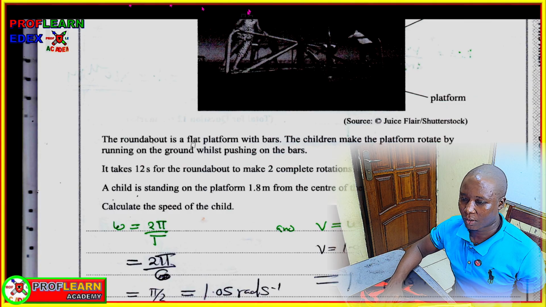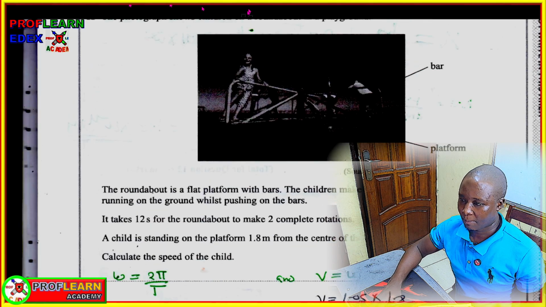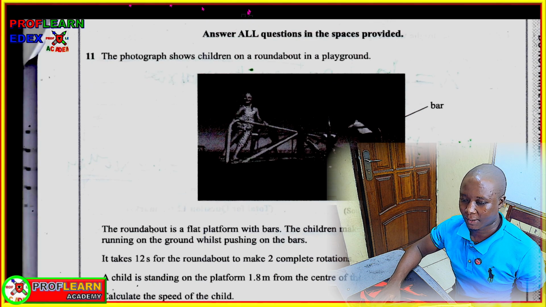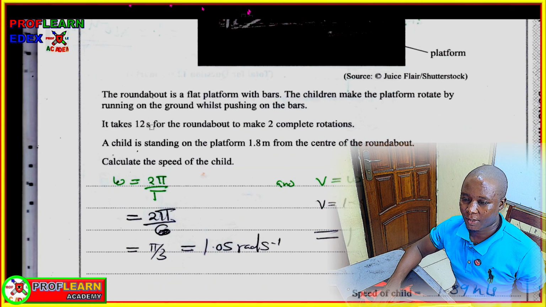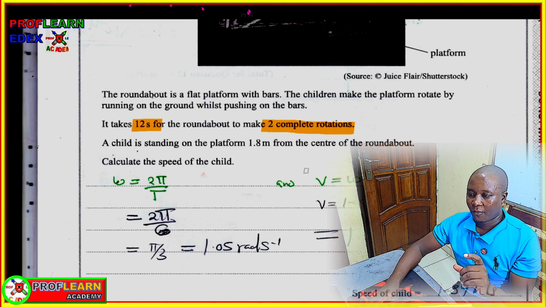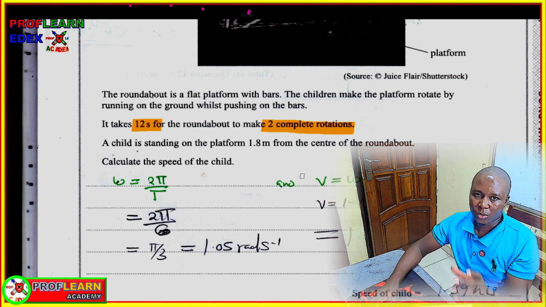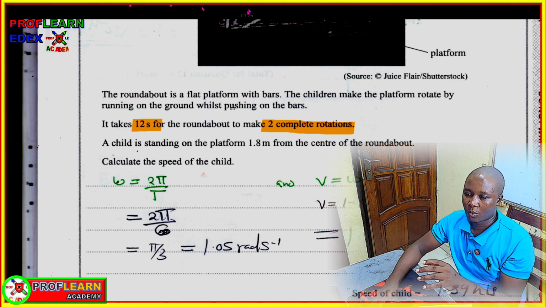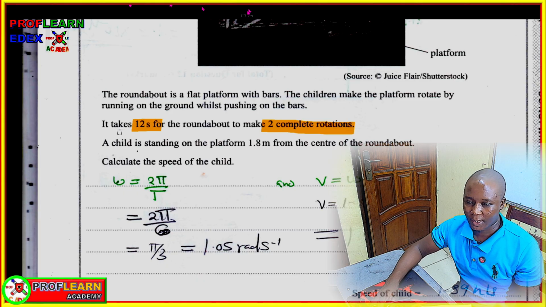the roundabout is a flat platform with bars, and the children make the platform rotate by turning and by pushing these bars. It takes 12 seconds for the roundabout to make 2 complete revolutions. So which means that 2 complete revolutions is equal to 12 seconds. So if you want to find the frequency, it will be 2 over 12.